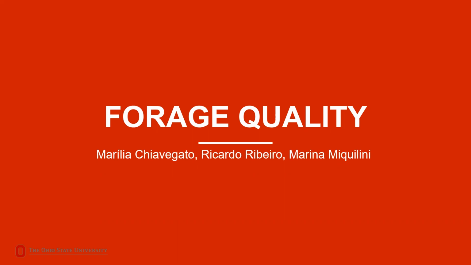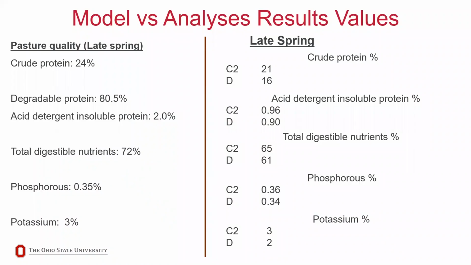So I'll show you forage, and then there are some results from manure as well. The model gives us seasonal information for forage. We have late spring, summer, and different seasons that we could choose in the model, and we collected those to compare. So this is late spring, and this is only hay and pasture, so there's no other type of crop here. That's why it's just C2 and D, the farm types.